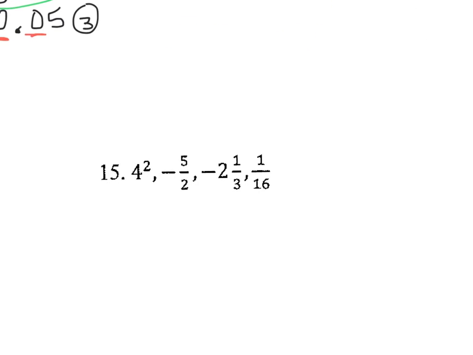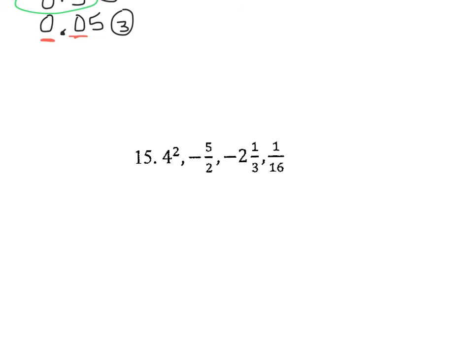On number 15, you have 4 squared, so you want to solve that. 4 times 4. Negative 5 over 2, so negative 5 divided by 2. And on 2 1/3, in the calculator, you just have to type in 1 divided by 3 to get your decimal, and then put it all together to figure out that number. So all together, it would be negative 2.3.